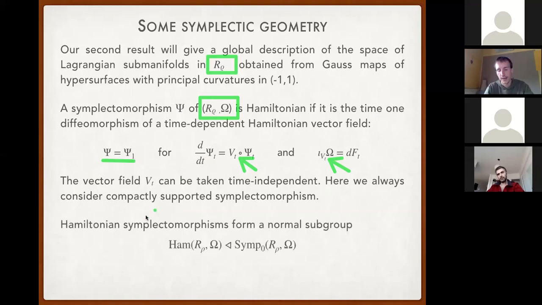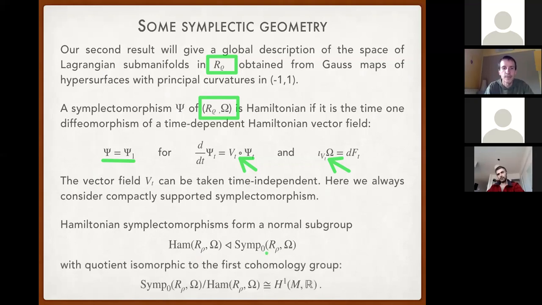And another well-known fact in symplectic geometry: first of all, the Hamiltonian symplectomorphisms form a group, and this group is also a normal subgroup in the full group of symplectomorphisms which are isotopic to the identity, and the quotient group is isomorphic to the H1.